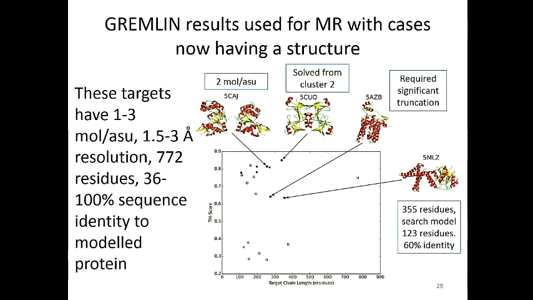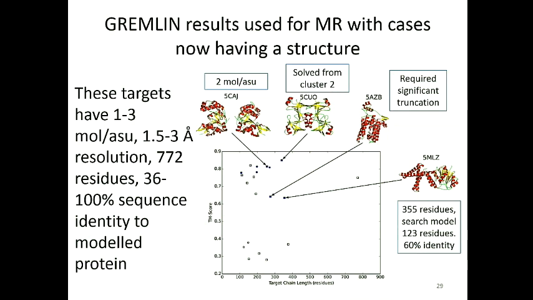We looked at targets that had up to 3 molecules in the asymmetric unit, a variety of sizes, identities, and resolutions. And we solved a few of them, which is quite nice, and not necessarily completely trivial ones. Sometimes we had to look in different clusters. Sometimes we had to truncate. I'll show you that on the next slide.